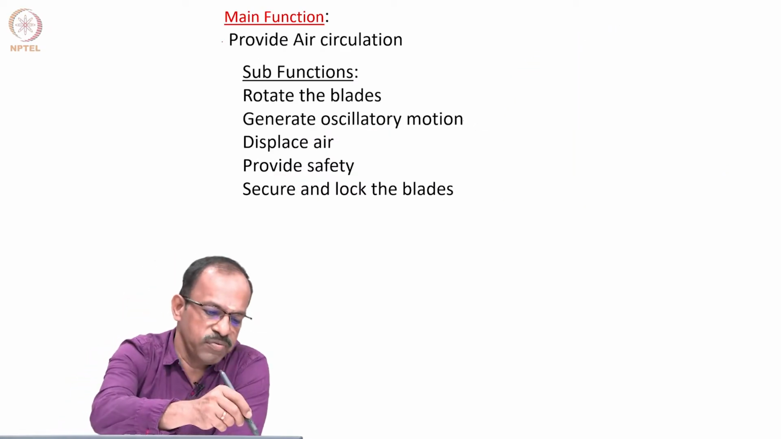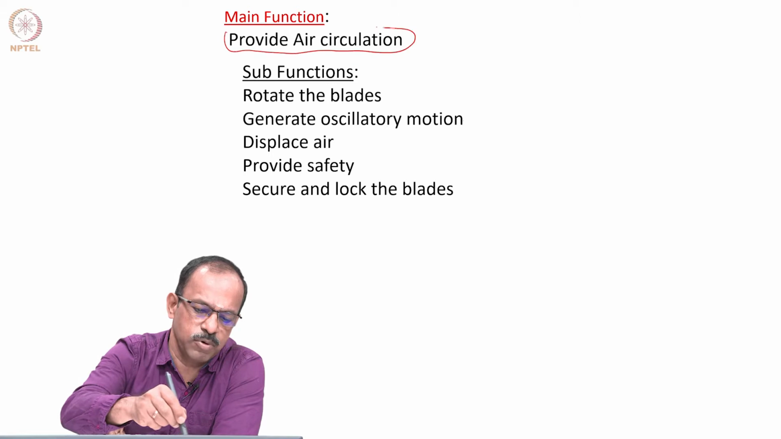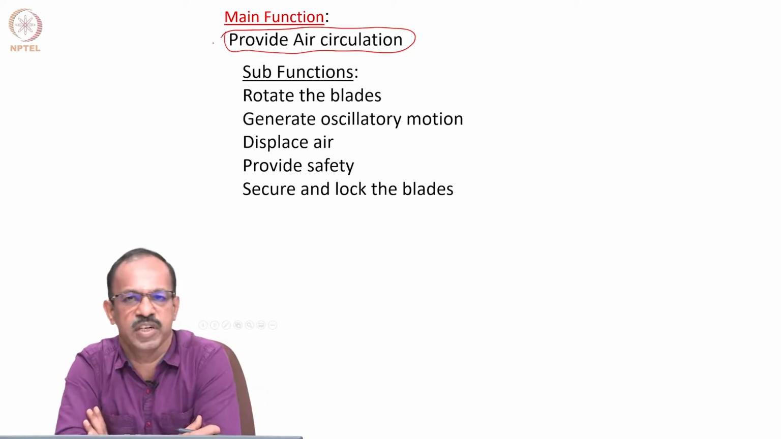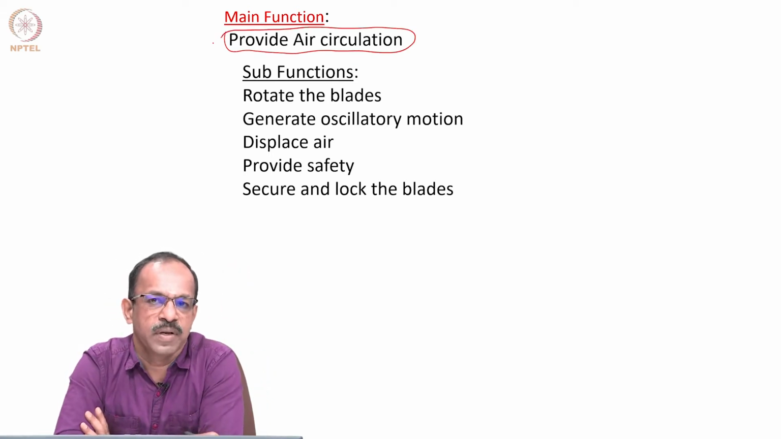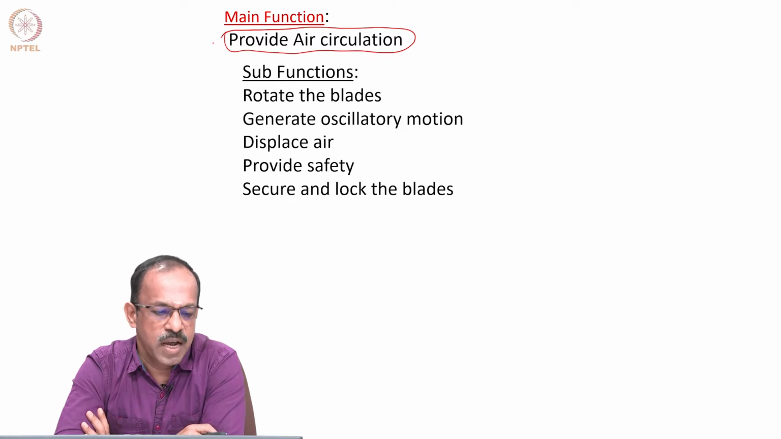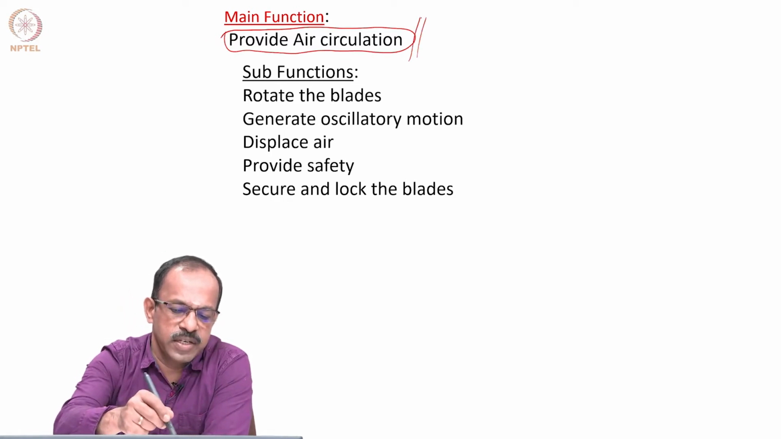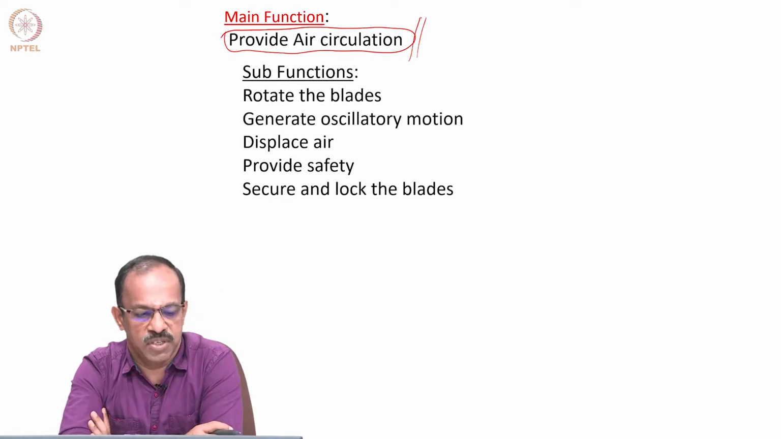So if you look at the main function of the product, we can say it is basically providing an air circulation. That's all that it actually does. Whatever may be the make or the model, you will see that it basically tries to provide circulation of air in a room, and the direction of the circulation can be changed, the speed can be changed. There are many additional functionalities provided, but primarily it tries to provide an air circulation.